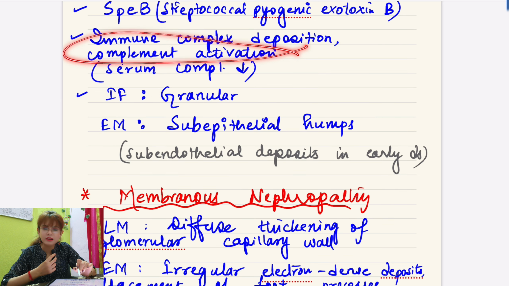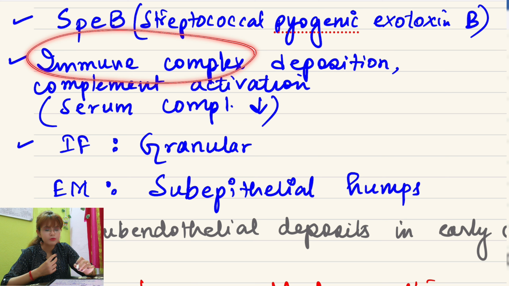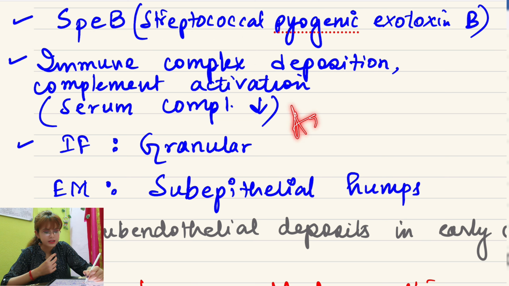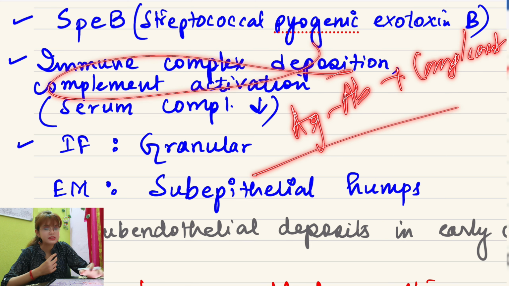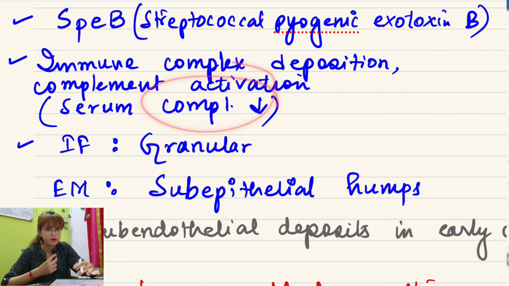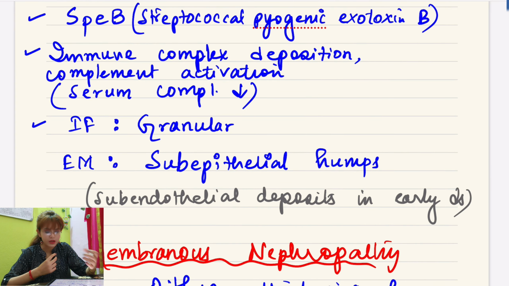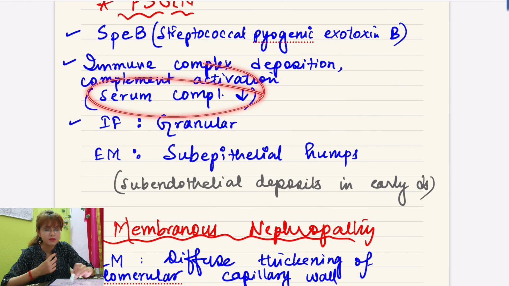And there is complement activation. What is happening in the immune complex? Immune complex formation. How does it happen? An antigen-antibody reaction occurs, and complement also gets added along with it, right? And that is why you get this complement activation, and therefore in the serum the complement will decrease, because the complements are getting used up and consumed in this process.